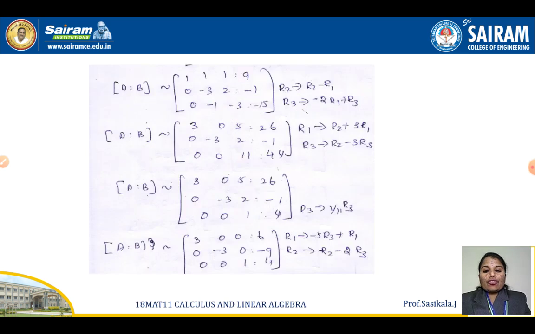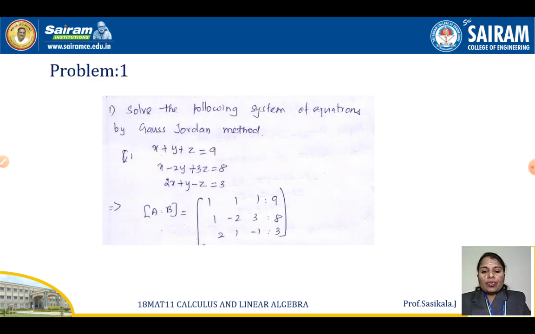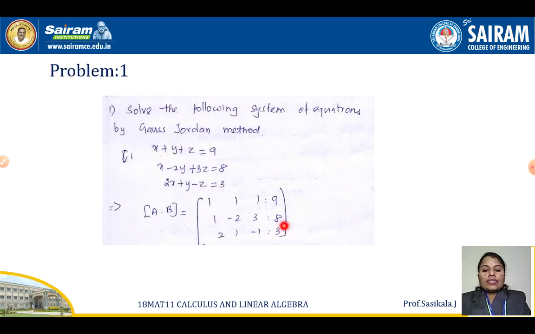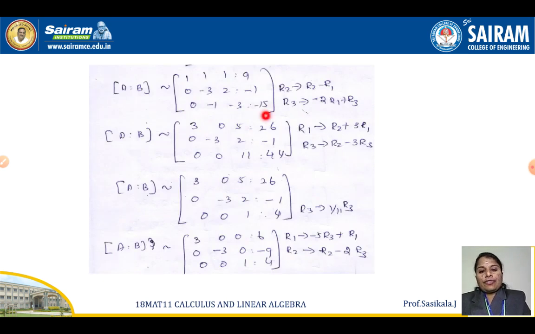So 2 minus 2 will be 0, and then you have minus 1 because 1 minus 2 will be minus 1, and then minus 1 minus 2 will be minus 3, and then next one 3 minus 18 will be minus 15. Okay. So now next one, what is that? I have to make it 0 for this minus 1 position. You have to use which row?